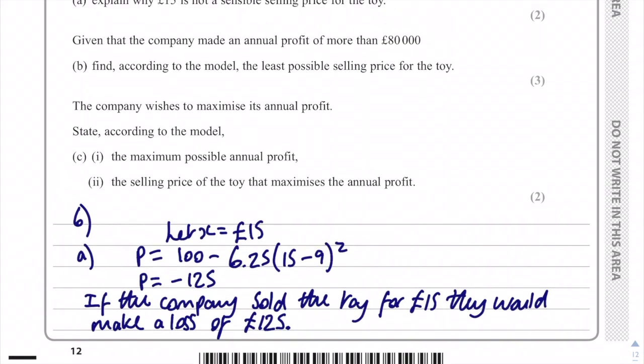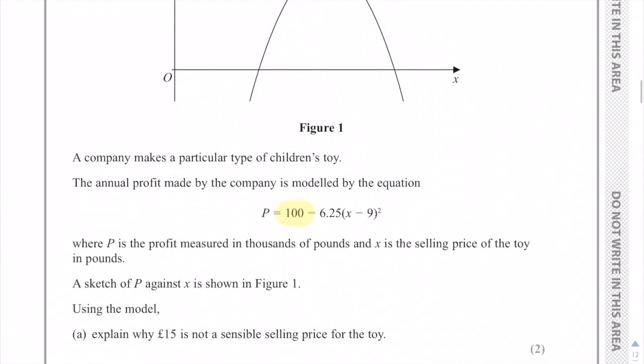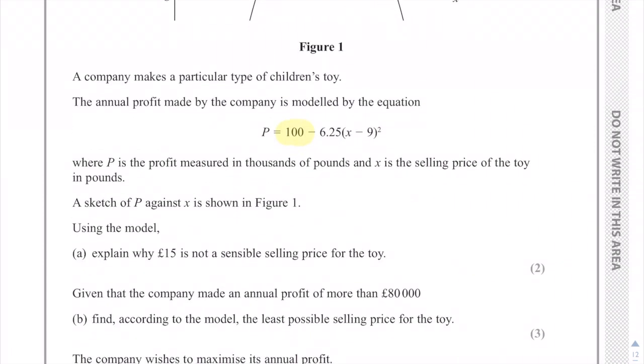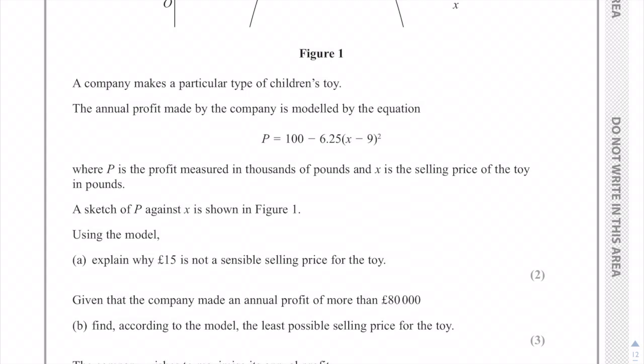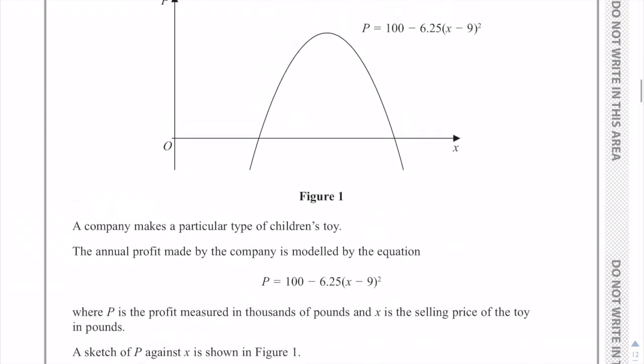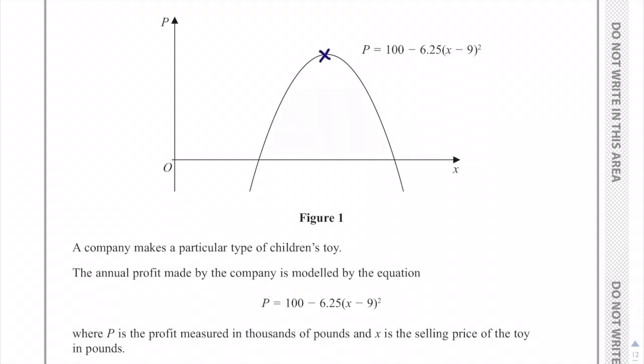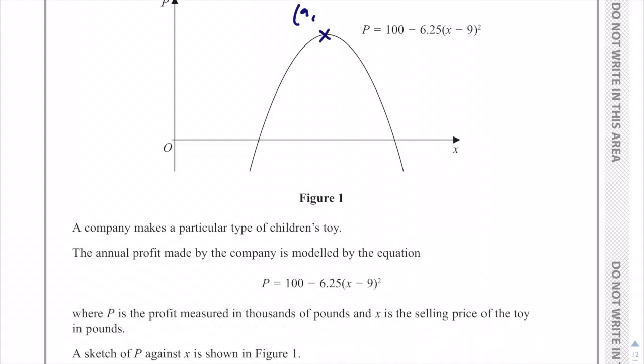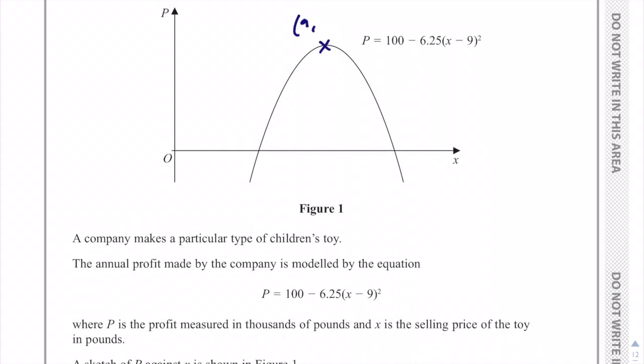Question C says the company wishes to maximize its annual profit. State according to the model the maximum possible annual profit. Okay, so remember, x represents the selling price and P represents the profit. Now, if we have a look at this equation, you should be able to see that the x minus 9 all squared represents a translation of 9 units to the right. So our maximum, which is this point up here, has an x coordinate of 9. Now, our y coordinate, which is going to be the value for our profit, is going to be when x is equal to 9. Well, when x is equal to 9, we get a profit of 100.